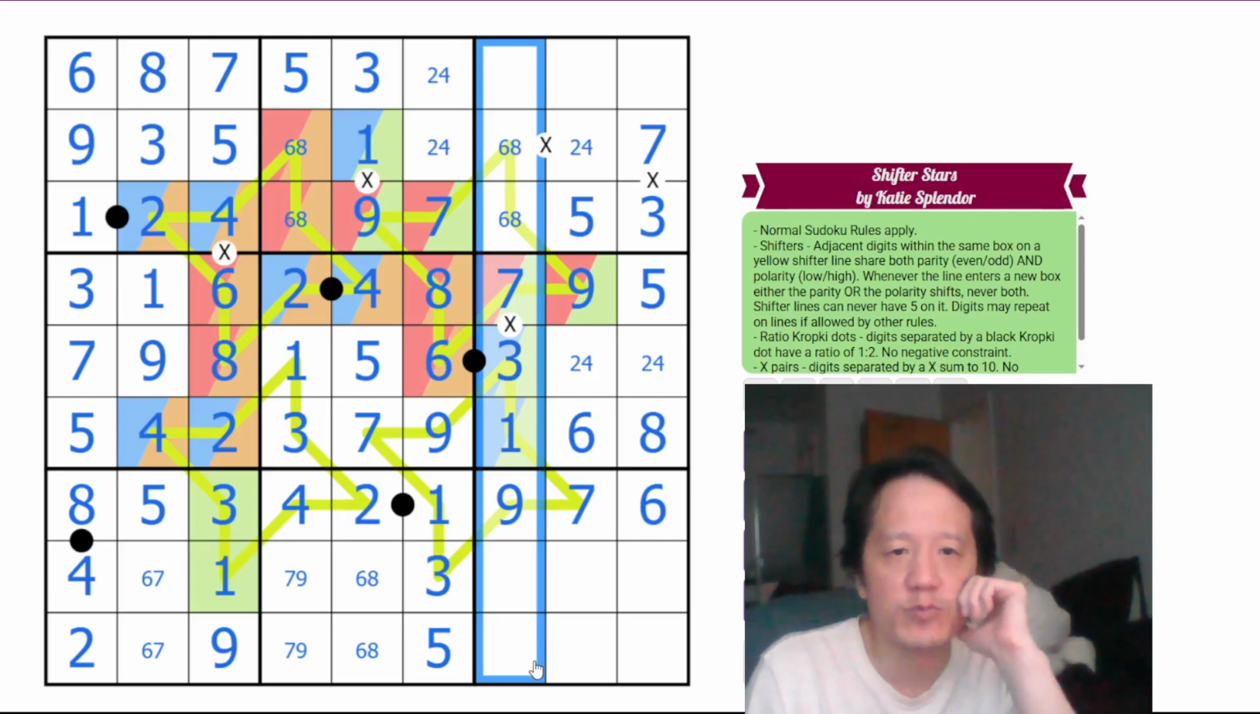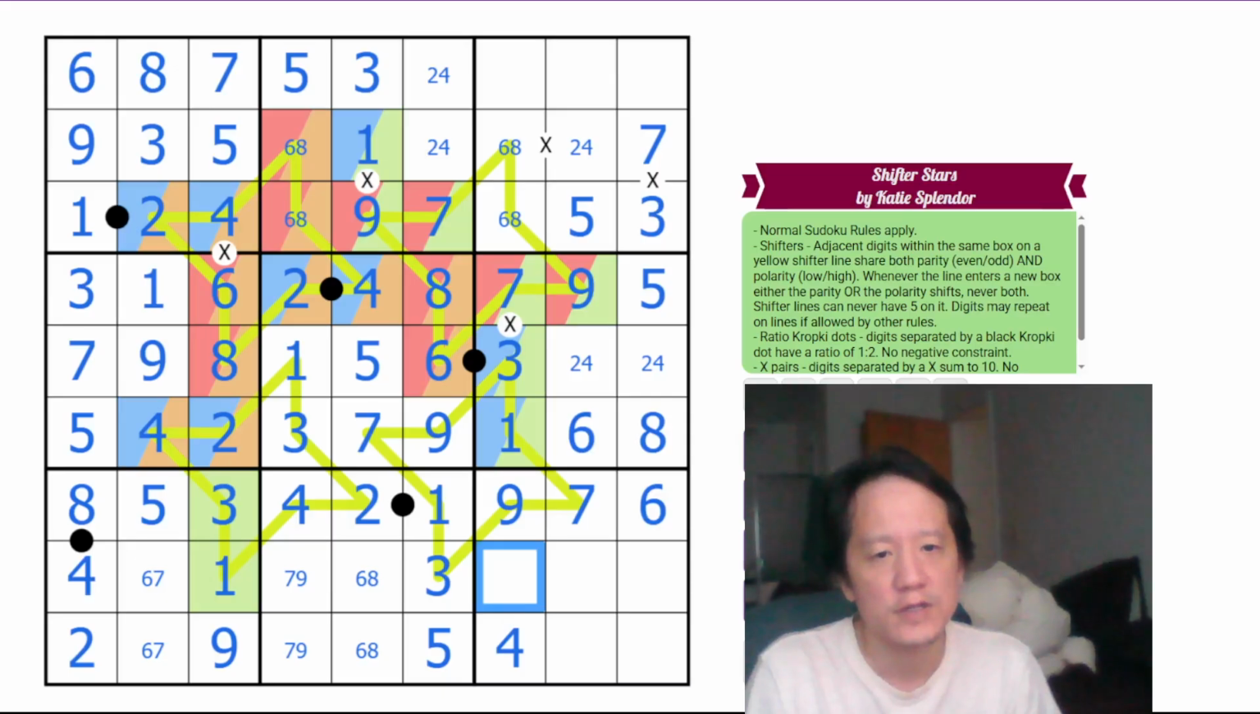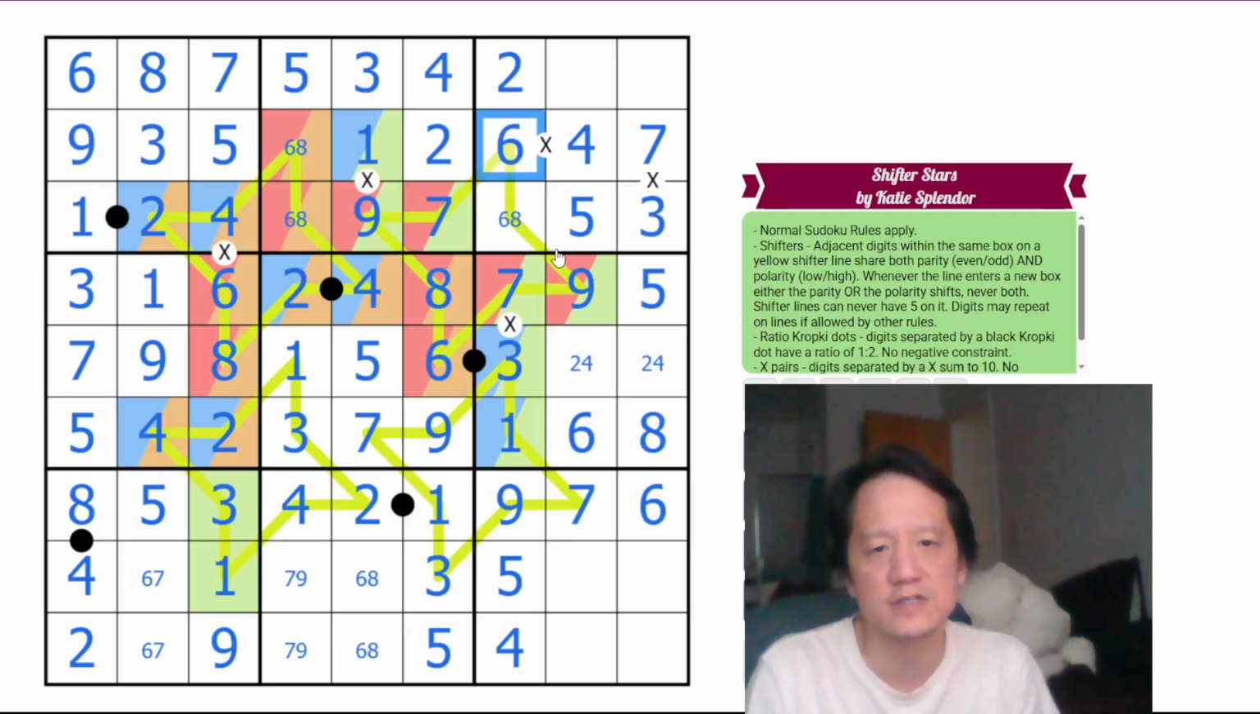Column 7, we're missing 2, 4, and 5 still. This can't be 2 or 5 because of the 2 or 5 in the row, so this is 4. This must be 2 or 5, but it can't be 5 because of the 5 in the row, so this is 2. This is 5. That 2 eliminates 2 here, so it's 4 and 2, which eliminates 2 here, so this is 4 and 6, adding up to 10. This 6 eliminates 6 here, it's 8 and 6, which makes that an 8.